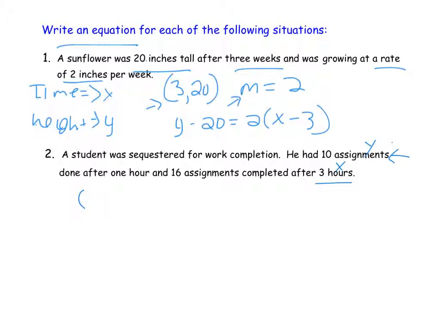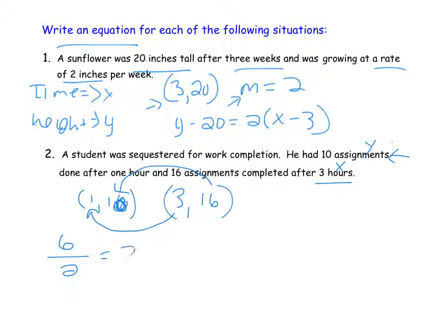So we have our 2 points. Sorry, he had 10 assignments after 1 hour. And after 3 hours, he had 16 assignments completed. So now we need to find the slope. You can't write it in any form without the slope. So I'm going to find my slope. 16 minus 10 is 6. 3 minus 1 is 2. So now I have 3. So I know he is doing his work at about 3 assignments per hour.